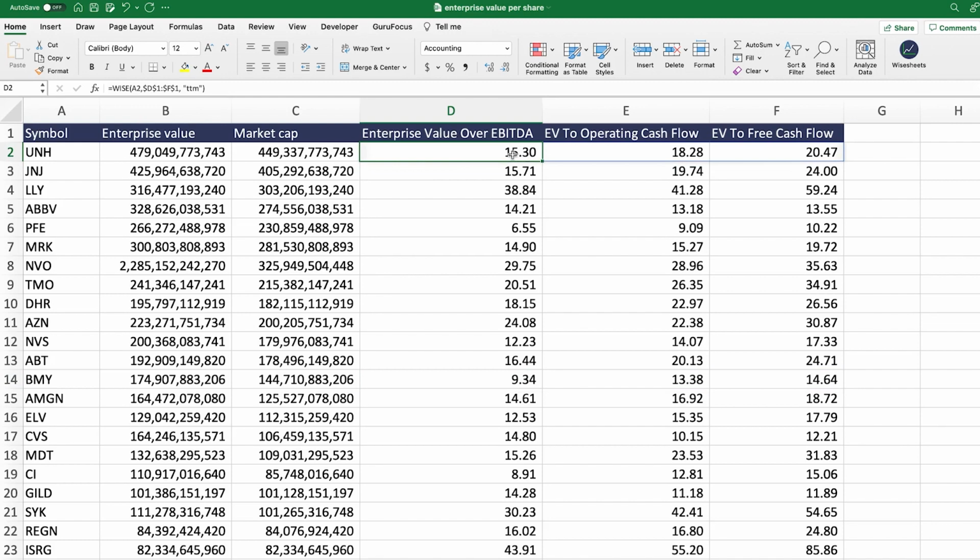Now, the last thing that I want to share with you is that the same concept applies to these two metrics right here. In this case, this is the enterprise value over the operating cash flow. So that means in this case, you're paying 18.28 times the operating cash flow as the enterprise value. In this case, this would be the exact same thing, except with the free cash flow. So in this case, you're paying 20 times the free cash flow of the company as the enterprise value.